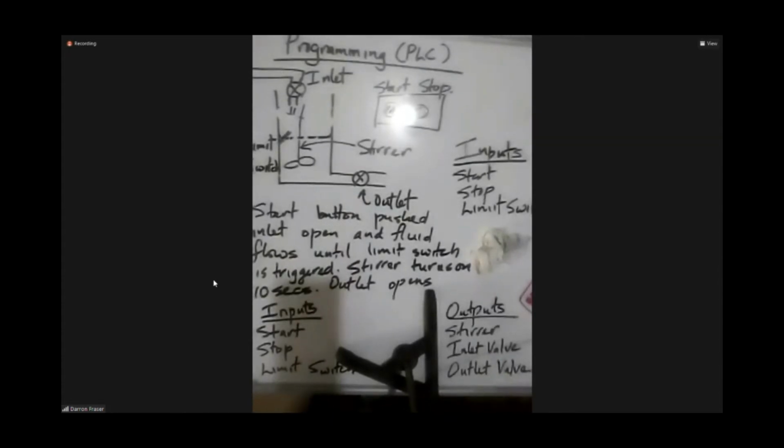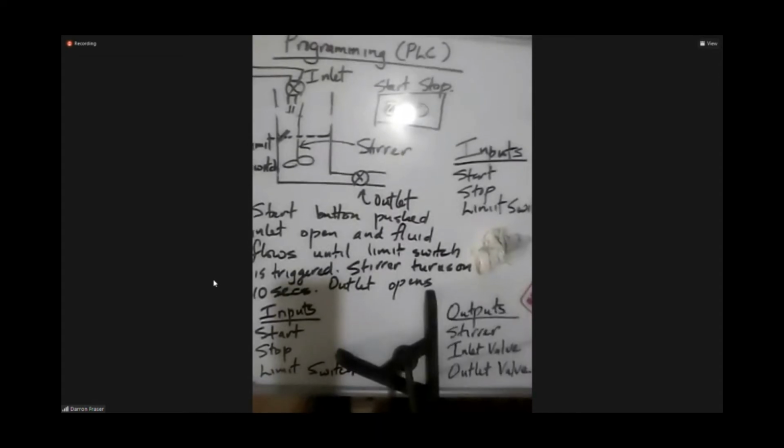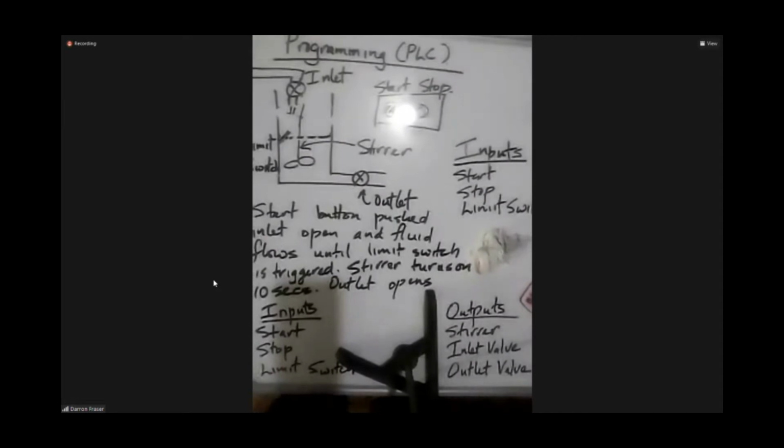All right. So the inputs are your start switch, your stop switch, and your limit switch, and your outputs are your stir, your inlet valve, and your outlet valve. Now, that is the next thing that we are going to talk about, common sense and those kinds of things. You have PLCs that have a minimum of 4 inputs and 3 outputs, and you have PLCs that have hundreds of inputs and hundreds of outputs.